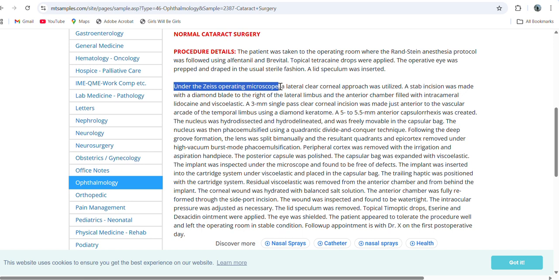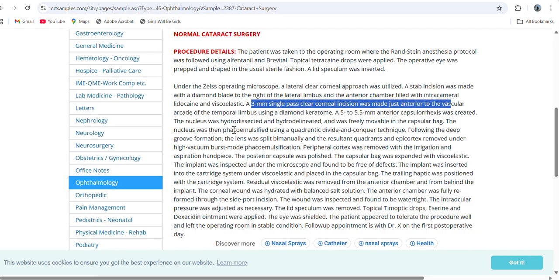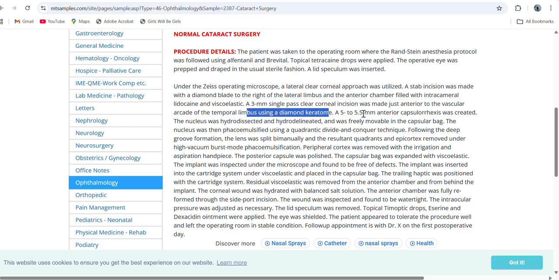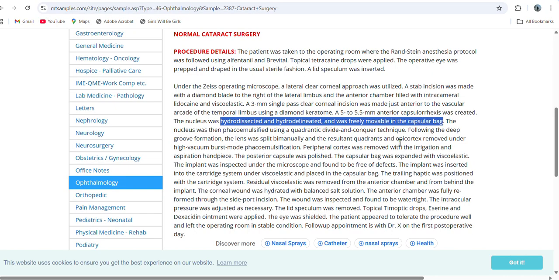After that, using this microscope, a lateral clear corneal approach was utilized and a stab incision was made with a diamond blade to the right of the lateral limbus, with the anterior chamber filled with intracameral lidocaine and viscoelastic. A single-pass clear corneal incision was made with a diamond keratome, and an anterior capsulorhexis was created. The nucleus was hydrodissected and hydrodelineated and was freely movable in the capsular bag.